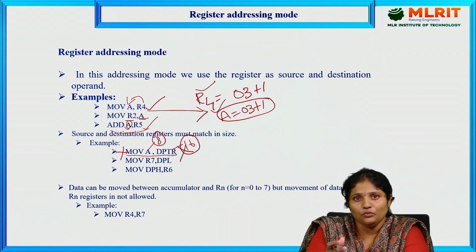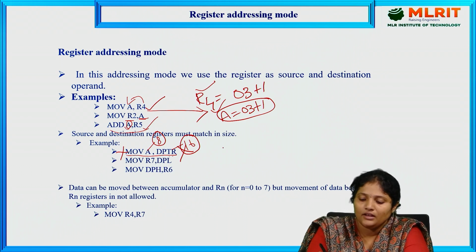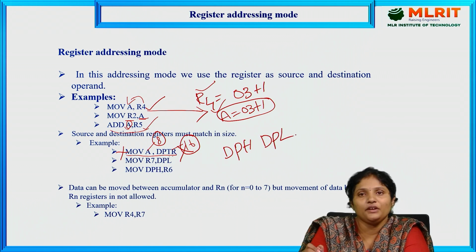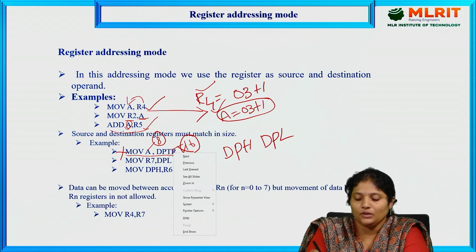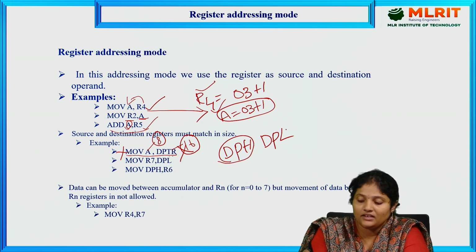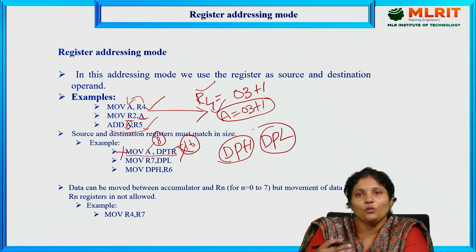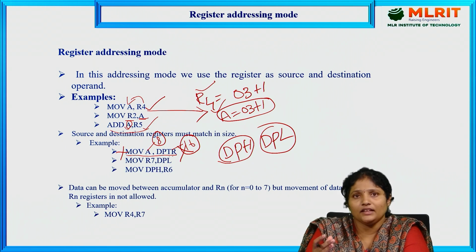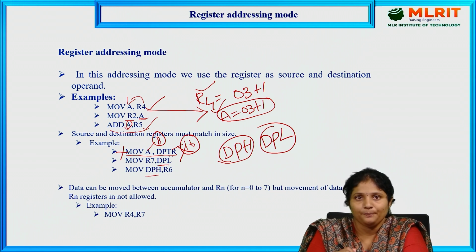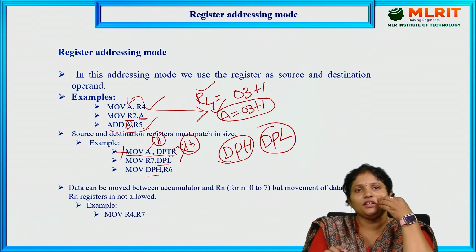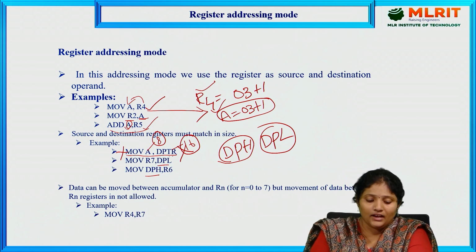So how will we move it? How will we take 8 bits from the DPTR? The DPTR can be written as DPH and DPL, which are 8-bit registers. So this 16-bit DPTR register can be divided into the DPTR higher byte and the DPTR lower byte. If you want to send the data in the DPTR register to other registers, you can use DPL or DPH respectively.